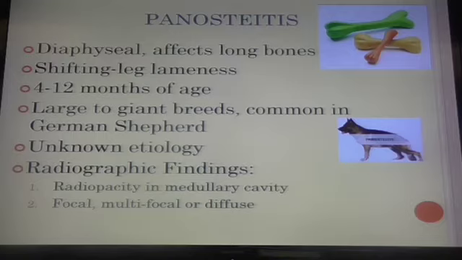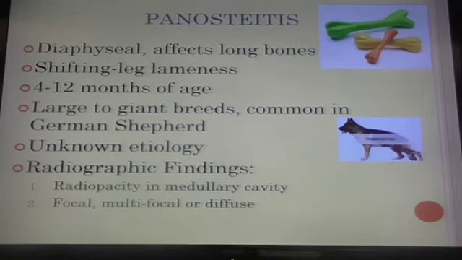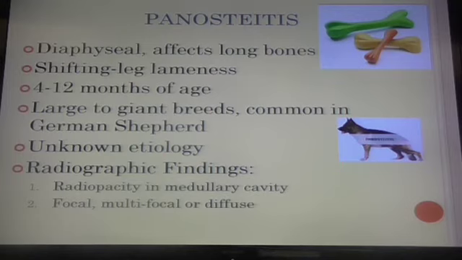Okay, panosteitis is a diaphyseal lesion. Large breeds. And what you see could be focal or multifocal. Multifocal means multiple sites in the medullary cavity. Focal means it's just one area of opacity. When you have several in the medullary cavity and they coalesce, then the whole medullary cavity becomes diffusely opaque, and that's referred to as diffuse opacity. Focal, multifocal, diffuse.